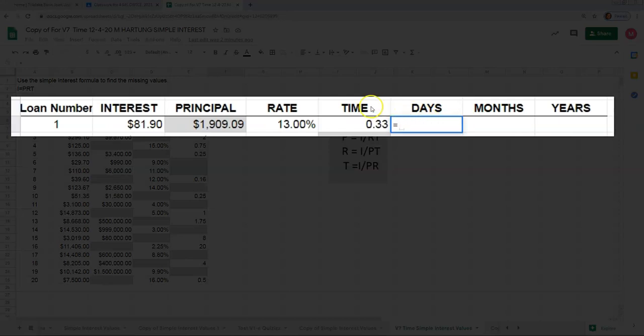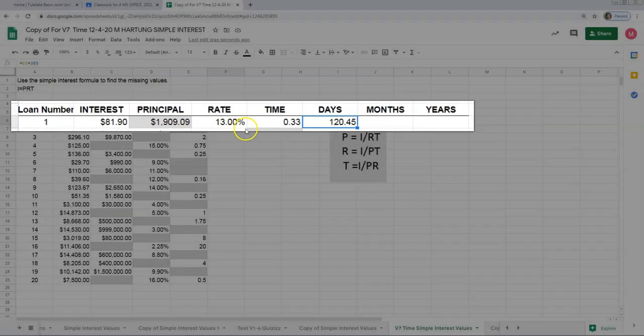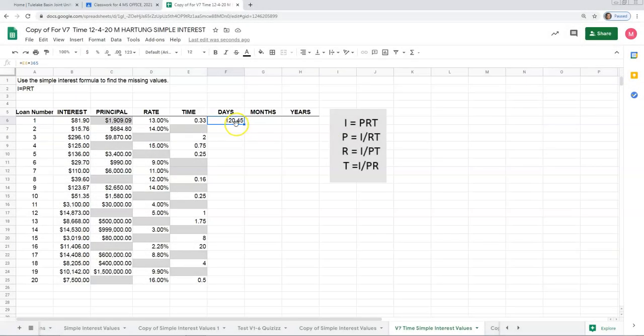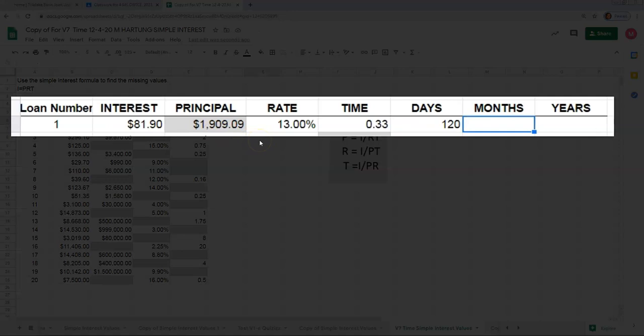Equal sign. Click on time. And then what we can do is multiply that by 365 because there are 365 days in a year. 120.45 days. However, when it comes to loans, these values will either be rounded down or rounded up. And here, because we're dealing with 45/100ths of a year, we will go ahead and round that to 120.